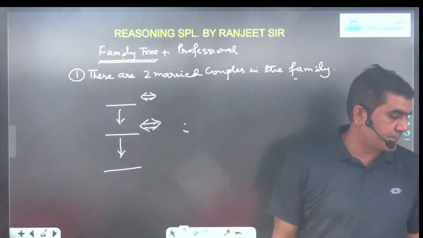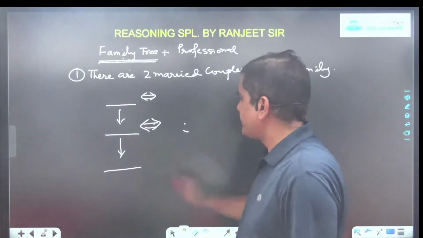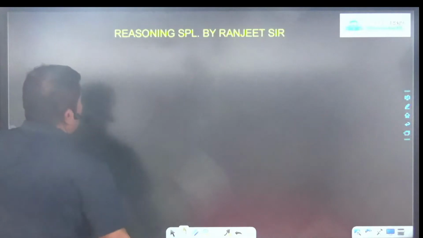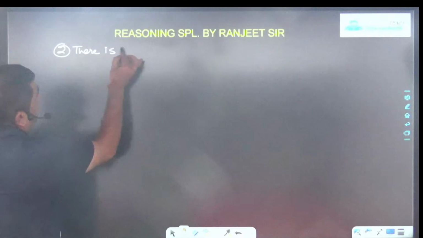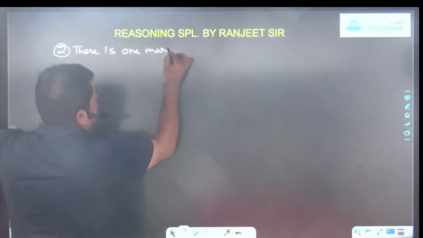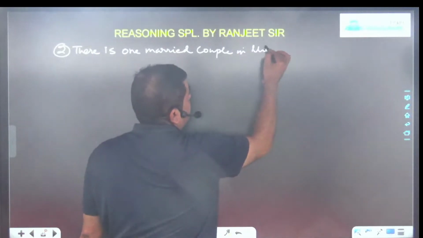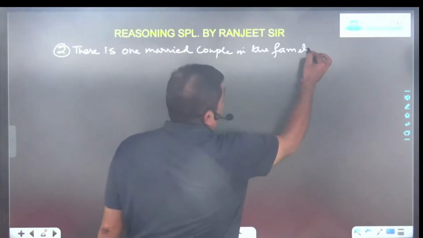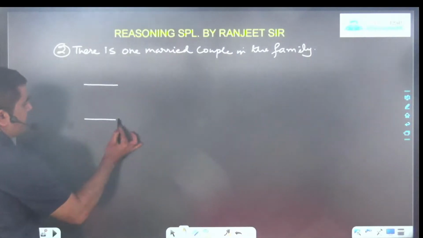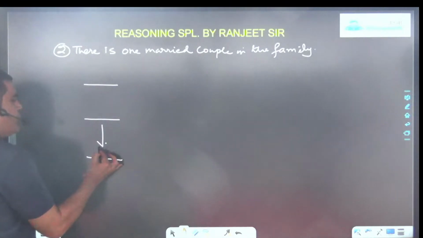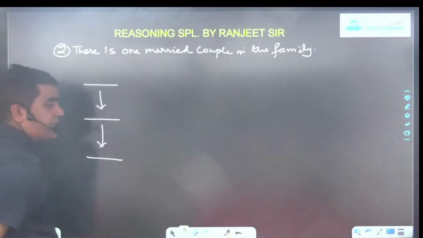Clear? Okay. Now let's take another example. Suppose they have given there is one married couple in the family. And let's say in this problem we are talking about three generations. Then where is this married couple going to be? Whether this married couple will be in the first generation or in the second generation.